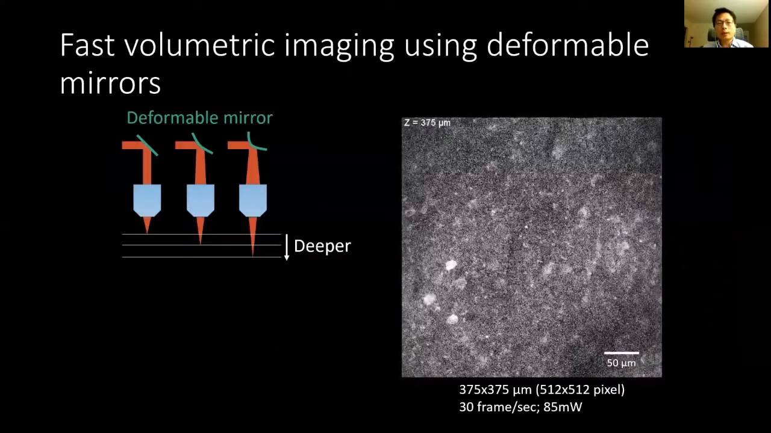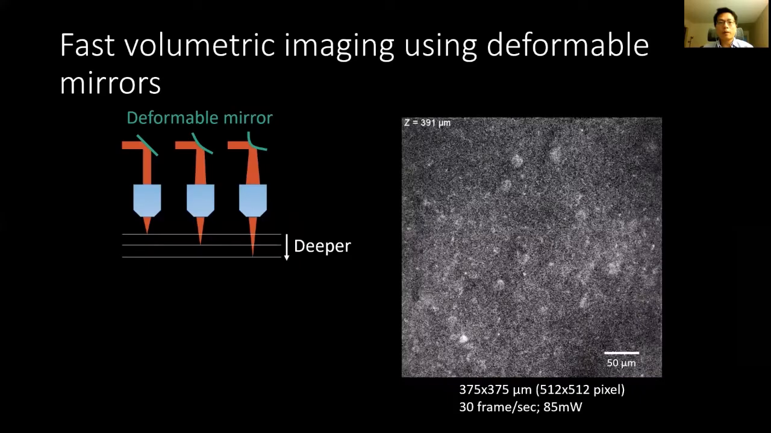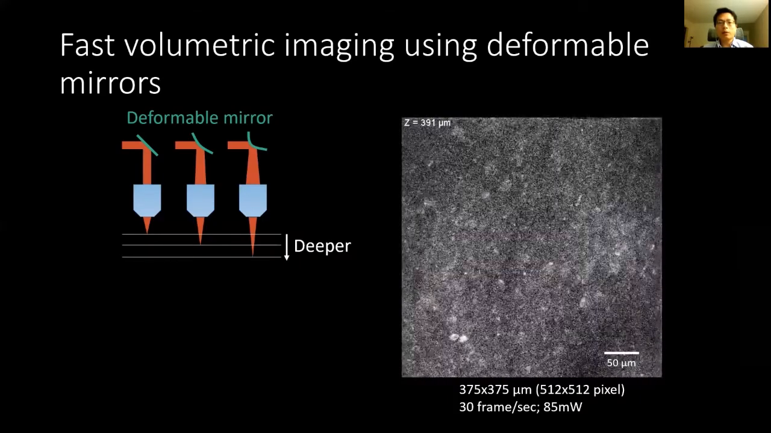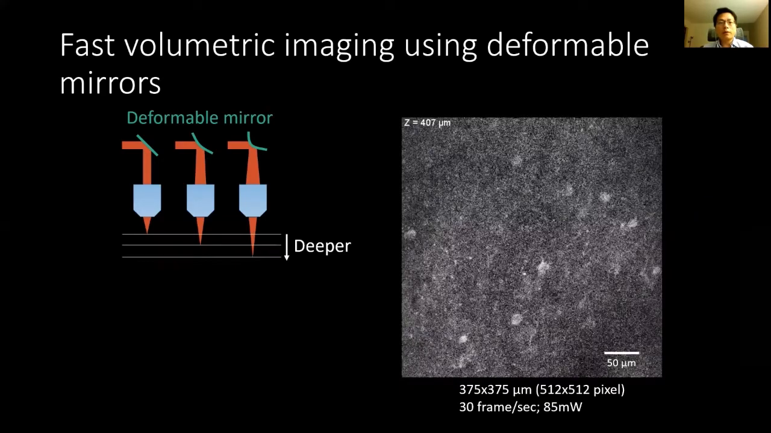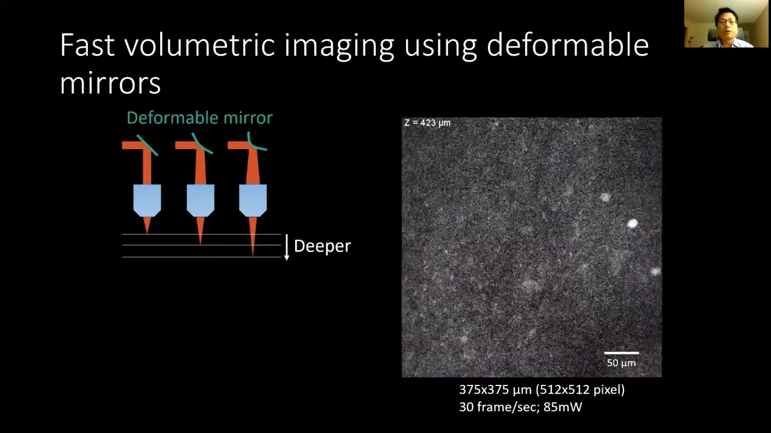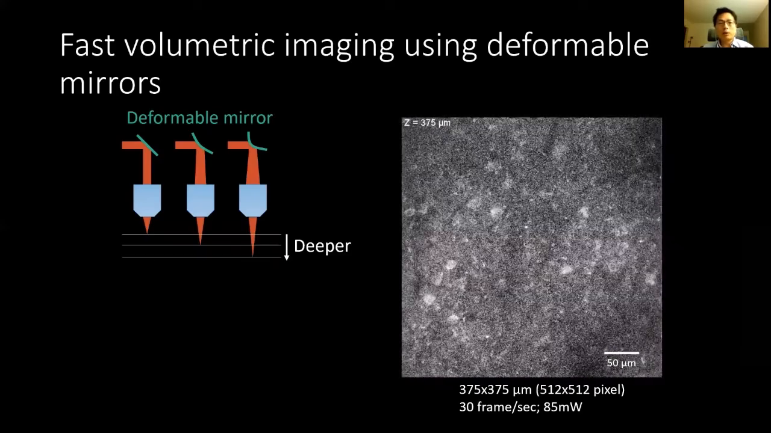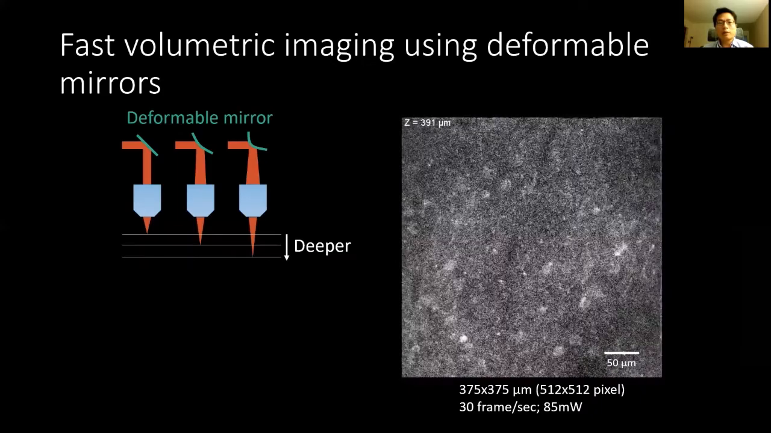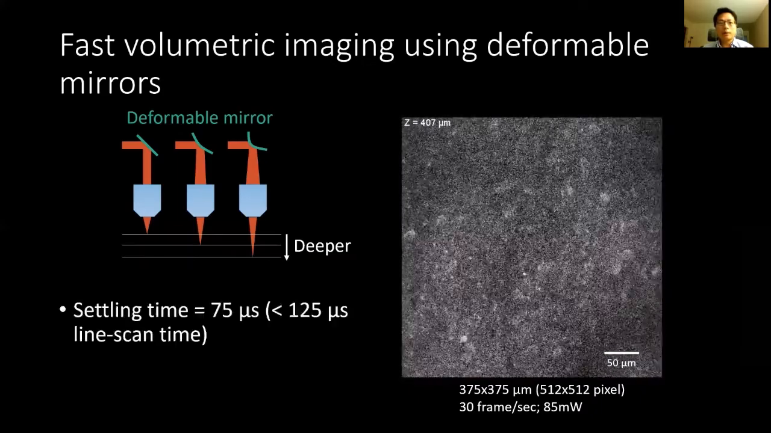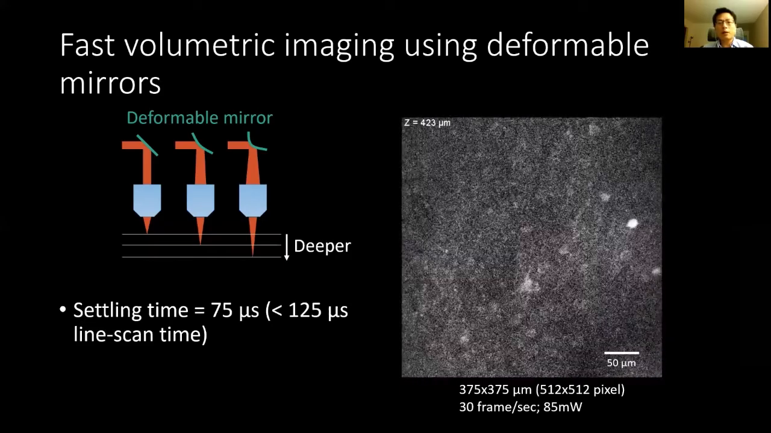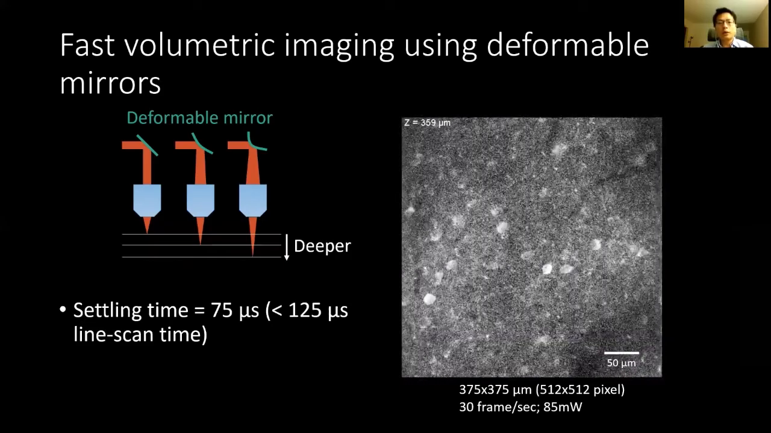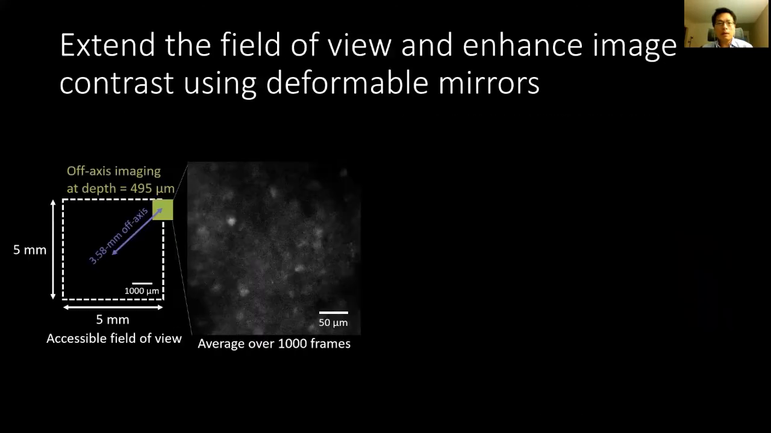Next, I would like to show you that the Diesel2P system can also perform volumetric imaging using the equipped deformer mirrors. By changing the curvature of the deformer mirror and thus the divergence of light into the objective, the imaging depth can be changed. The movie on the right shows the XY images scanning at different imaging depth using the deformer mirror. The change in depth is very fast, taking only about 75 microseconds, which is even shorter than the light scan time. Not only can it change the imaging plane, the deformer mirror can actively compensate for the wavefront errors and thus help enhance the imaging contrast.